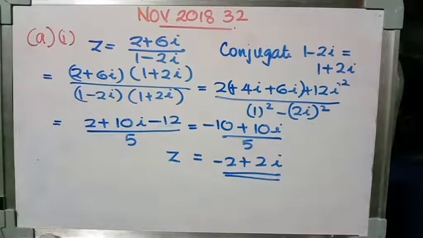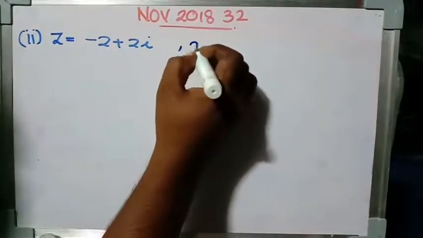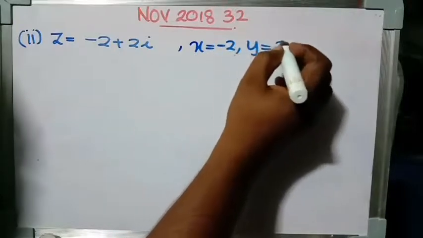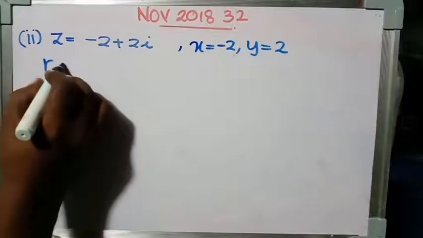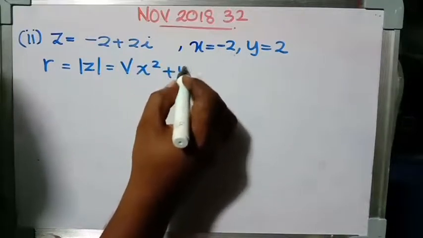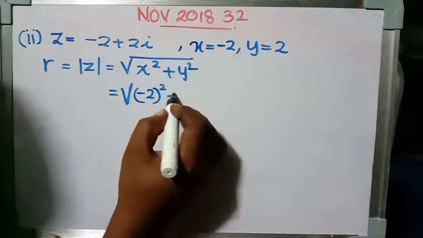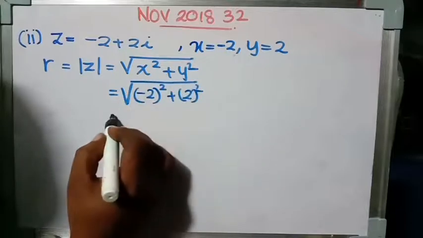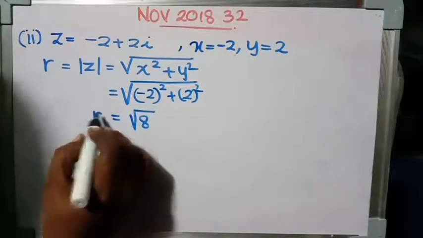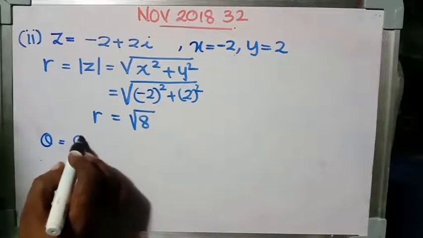Okay, and the second part of the question is to express it in the form r cos theta plus i sin theta. That means we have to express it in the modulus-argument form. As z is simplified as minus 2 plus 2i, we can say x is minus 2 and y is 2. So we can find the value of r, which is modulus z. That is equal to the square root of x squared plus y squared, which is the square root of minus 2 squared plus 2 squared, which is the square root of 8. So we get the value of r as square root of 8.